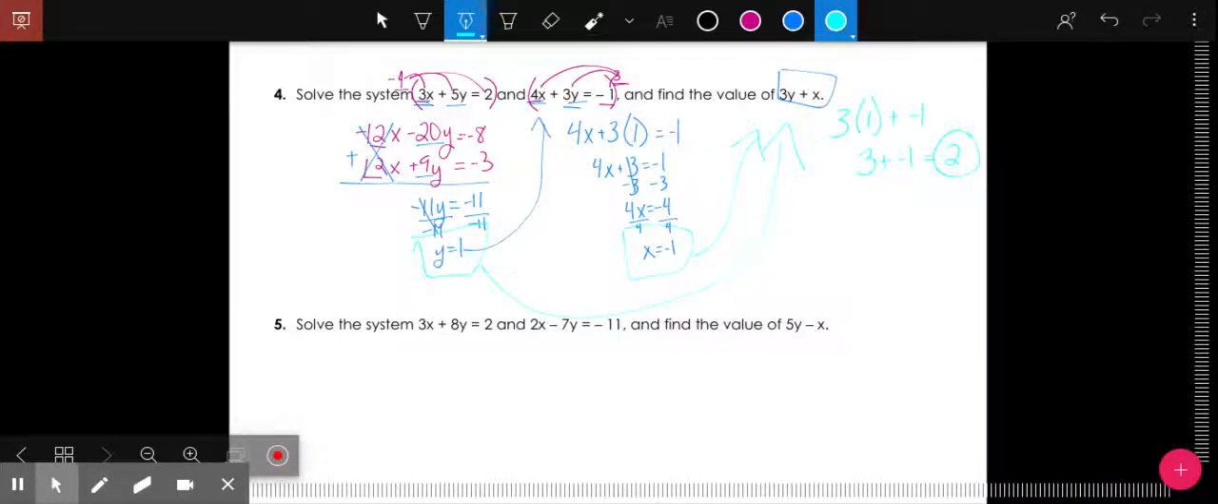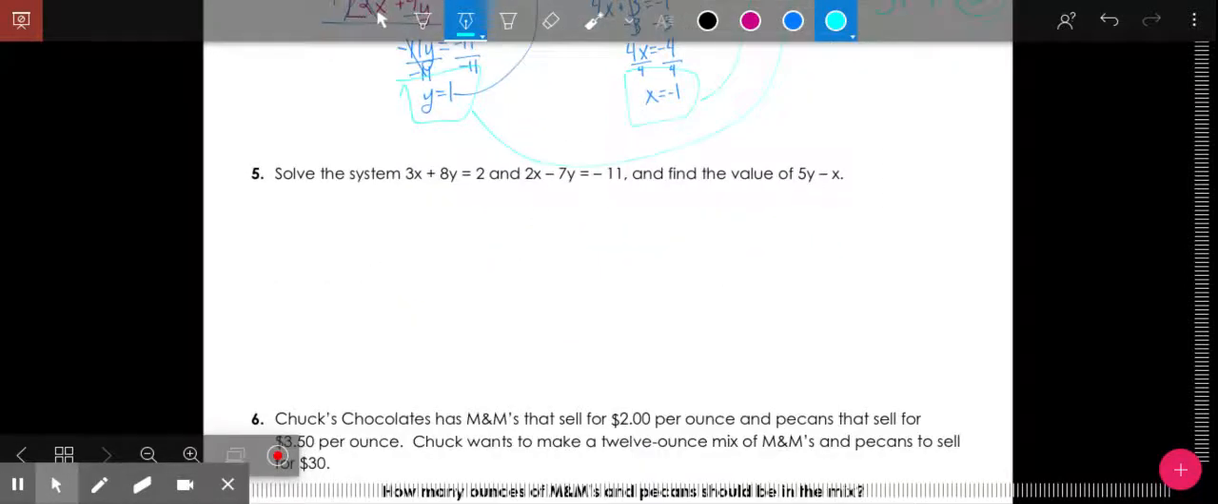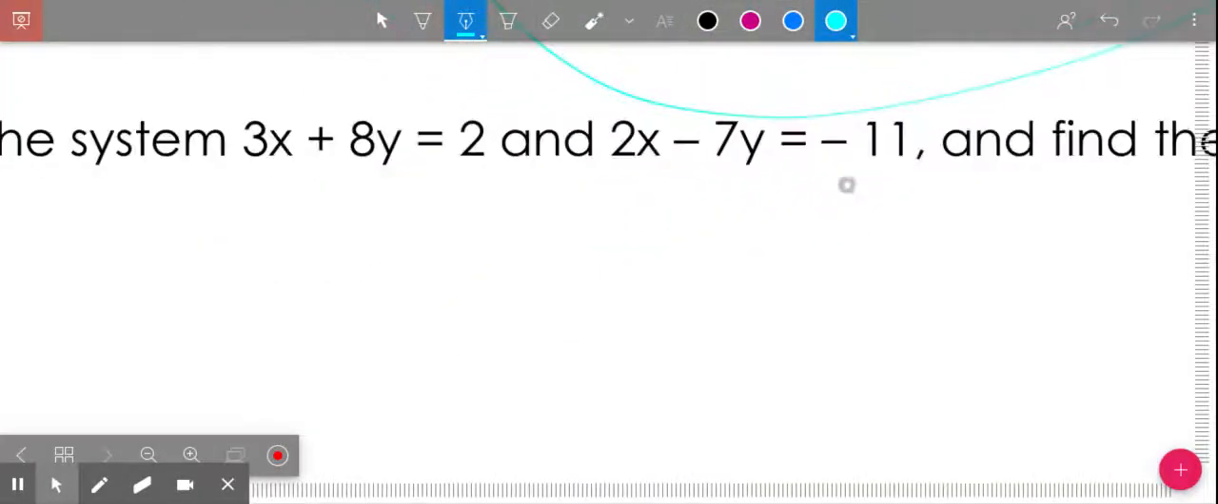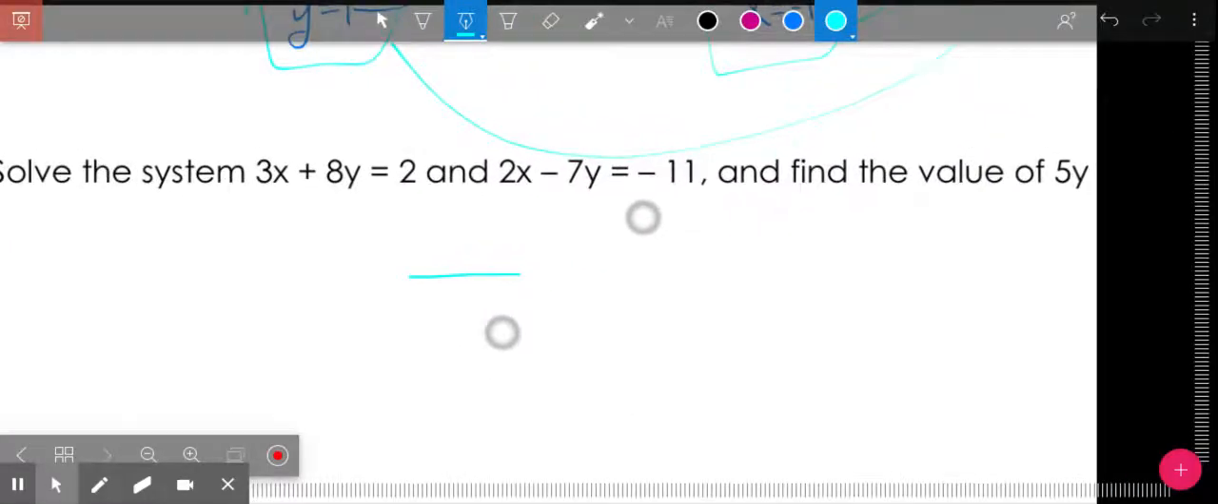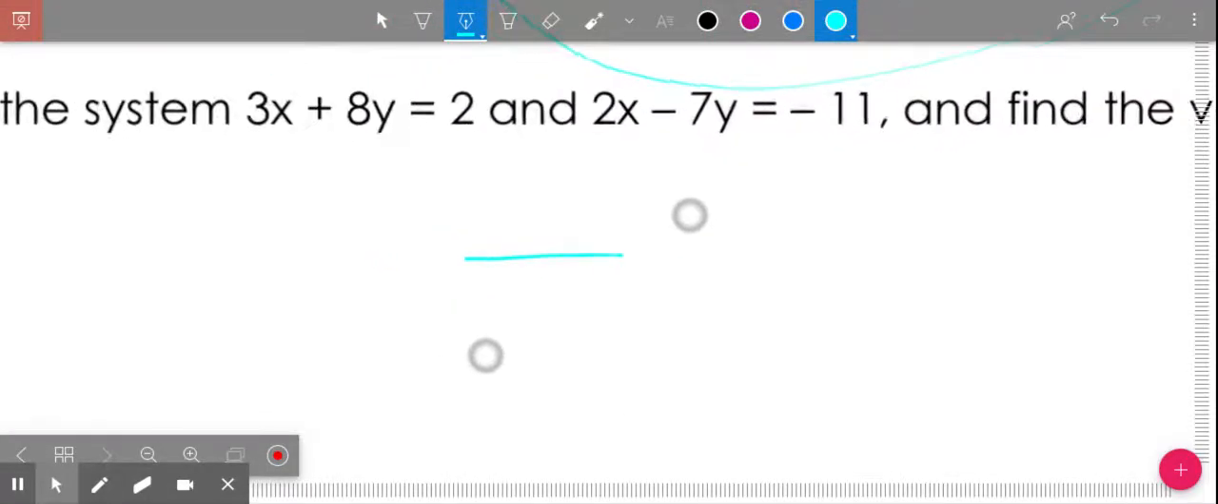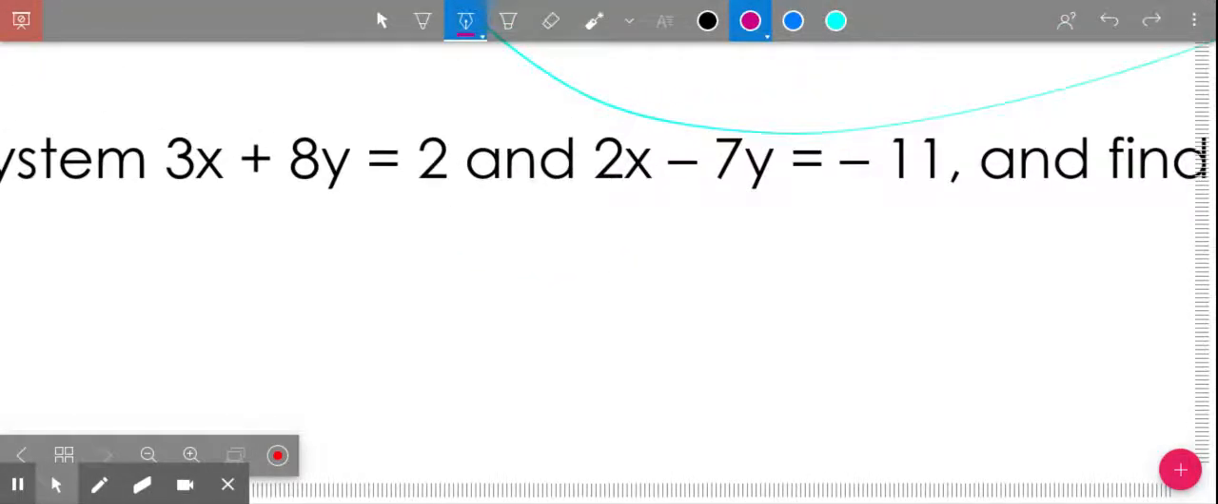All right. So looking at the next one, number 5. We are almost done, guys. So it says solve the system 3x plus 8y equals 2 and 2x minus 7y equals -11. And find the value of 5y minus x. All right. So looking at these, the first thing I notice is that 8y and -7y are already opposite signs, so that's good because they're already one step closer to canceling out, which is what we want.